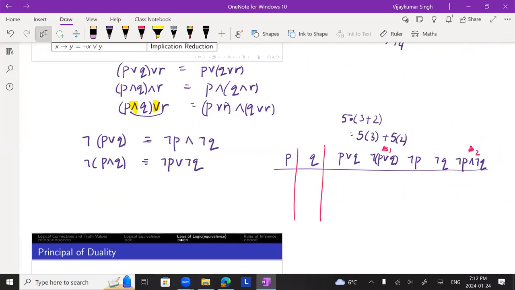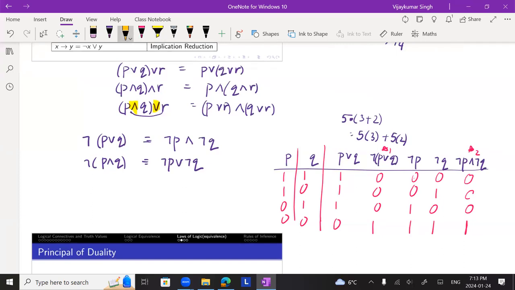So again, there are how many variables? Two. So we'll have 1, 1, 0, 0, 1, 0, 1, 0. Let's look at P or Q. So it's going to be 1, 1, 1, 0. Negative of this is going to be 0, 0, 0, 1, right? Negative P is going to be 0, 0, 1, 1. What is negative Q? 0, 1, 0, 1. What is negative P and negative Q? So let's look at AND of this: 0, 0, 0, 1. Look at these two tables. These two are the same tables, right? That means that these two statements are equivalent statements. So that's De Morgan's Law.